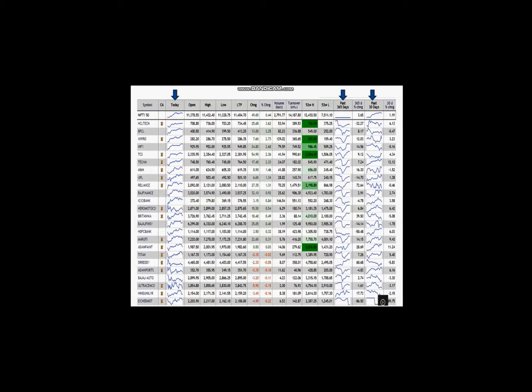This is available on the NSE website. I am giving the link in the description below. You can click it and see. It's readily available on the NSE website. There are 3 major columns you have to look at for that particular screen. There is a column, I have already marked it with the arrow. It's a 1-day column, 365 days column and 30 days column.